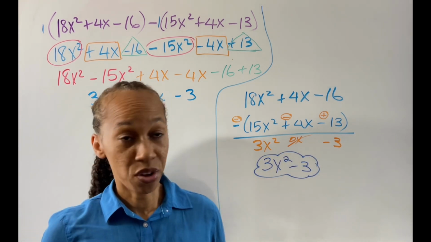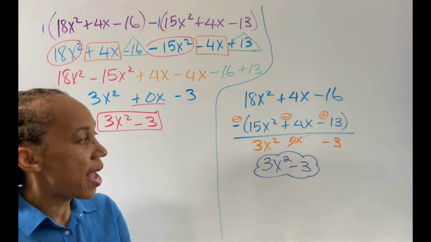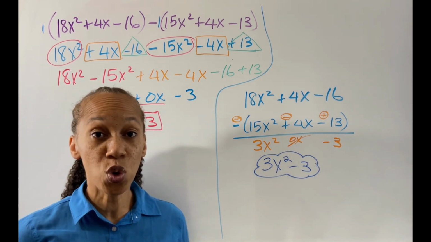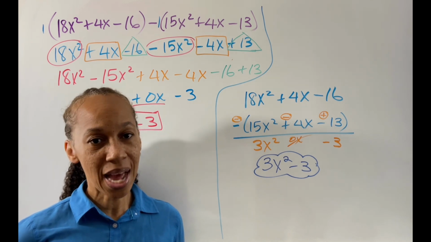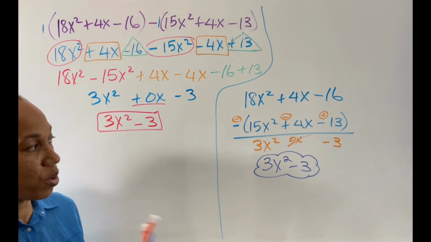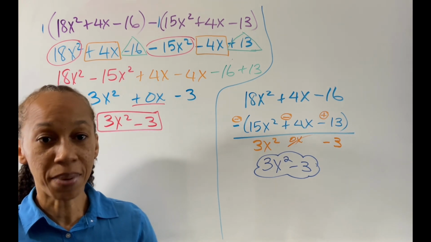So that's the vertical method. Not in all cases will you end up with 0x, but I just wanted to show you an example of the 0x, because that does happen at times when you're subtracting polynomials. You will end up with a 0x in some cases.